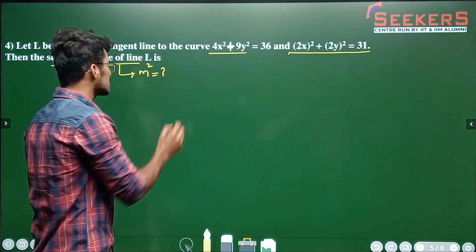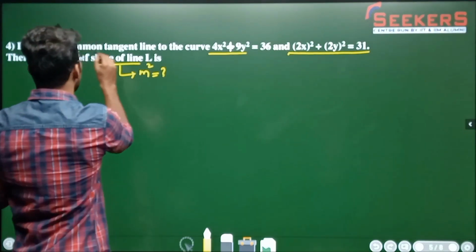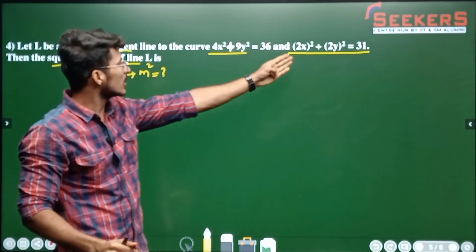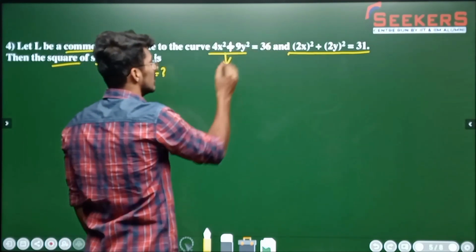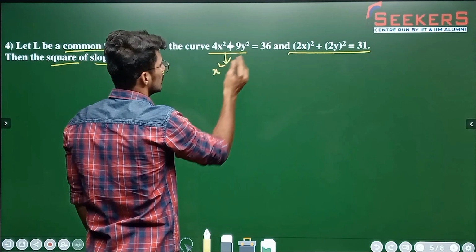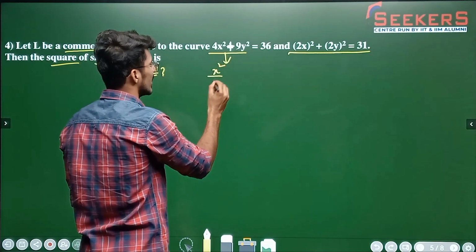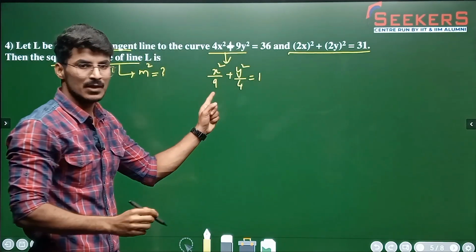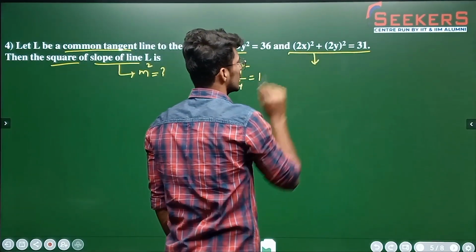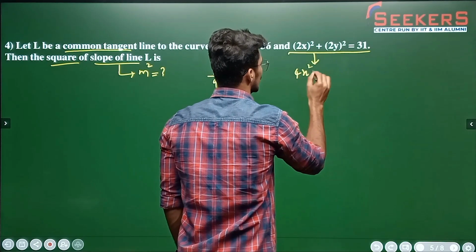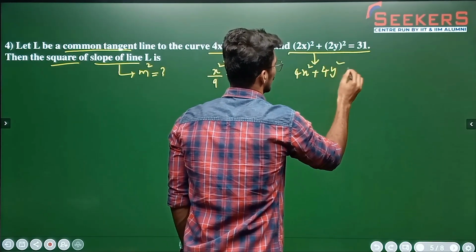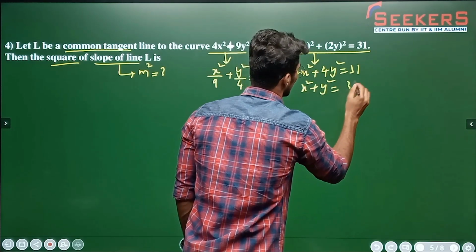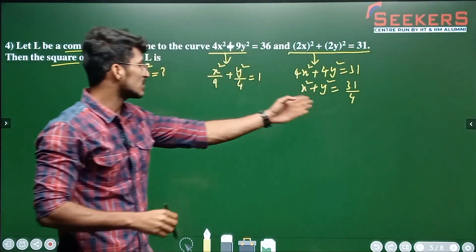Then how do we just go about this? See, common tangent he has given. Common tangent to the curve. In fact, what is this? This is a circle, and that is also what this, you can just convert it to ellipse. Like how 4x square by 36 is x square by 9 here, plus y square by 4 is equal to 1. So now this is an ellipse, and this is going to be what? If I take look at this here, 4x square plus 4y square is equal to 31. So can I write like circle x square plus y square is equal to 31 by 4. Alright. So now this is a circle, this is ellipse.